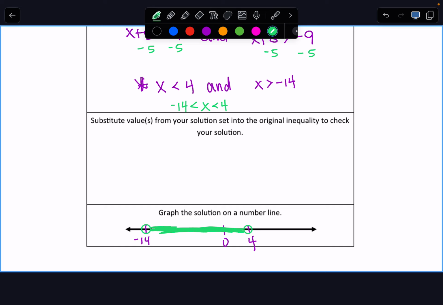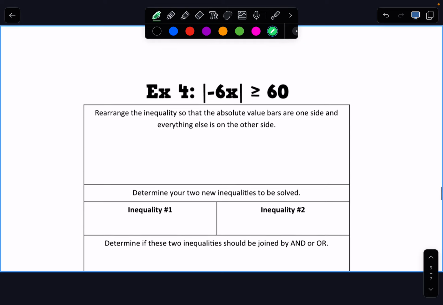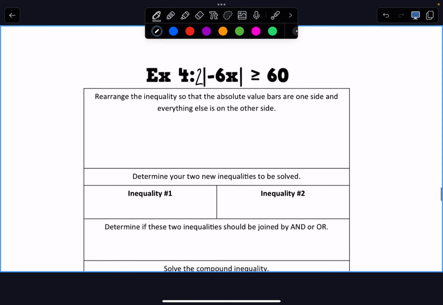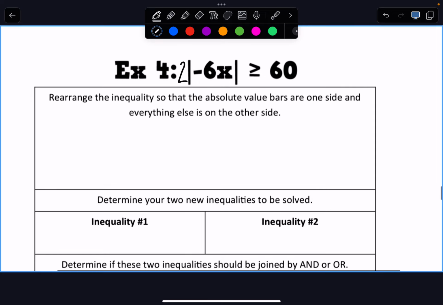Okay. Do you have a question before we go to example 4? All right. Example 4 looks like this. Kind of a weird one, isn't it?